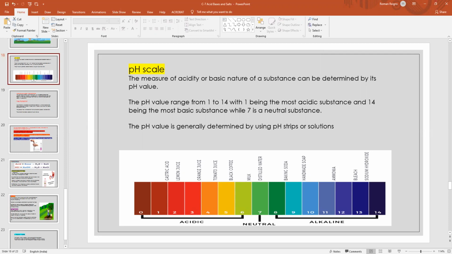Okay, if a substance has a pH value of more than 7, that means it is basic, or you can also call it alkaline, because water-soluble bases are called alkaline. If the pH is exactly 7, that means it is neutral, and if the pH is less than 7, that means it is acidic in nature.